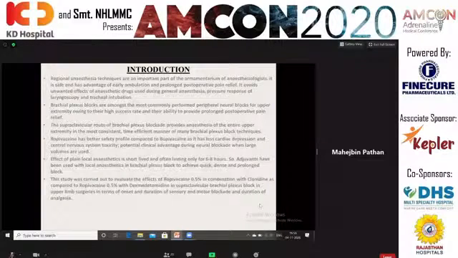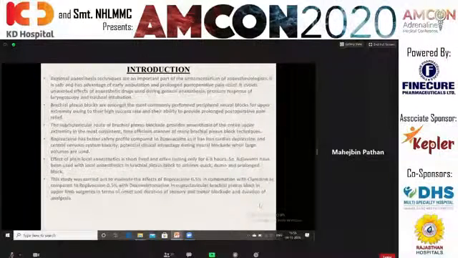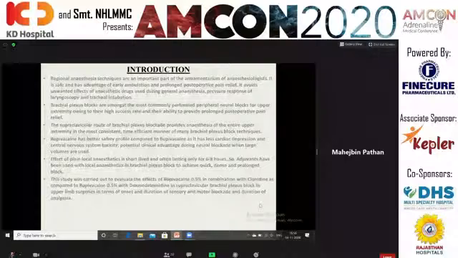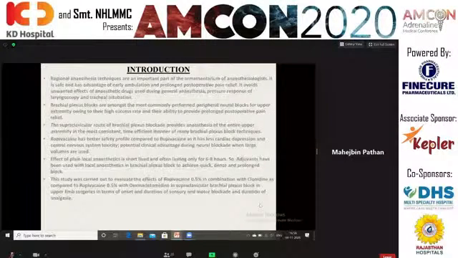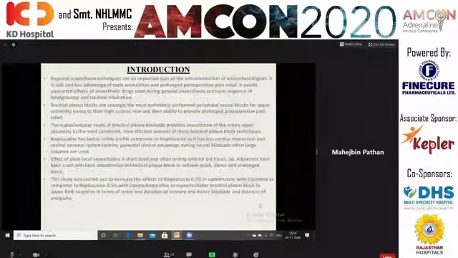This study was carried out to evaluate the effect of 0.5% ropivacaine in combination with clonidine as compared to 0.5% ropivacaine with dexmedetomidine in supraclavicular block in upper limb surgeries in terms of onset, duration of sensory block, and duration of analgesia. Next slide.